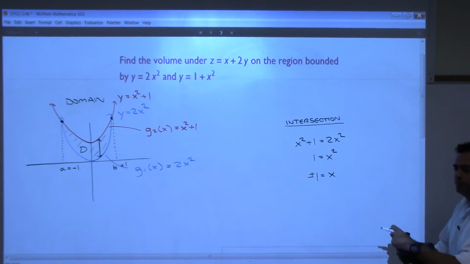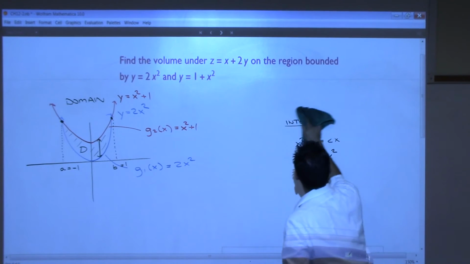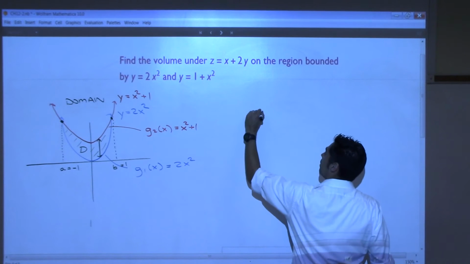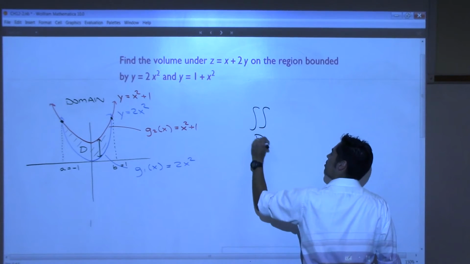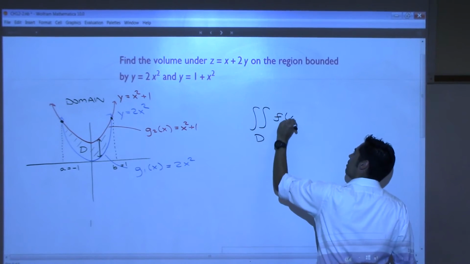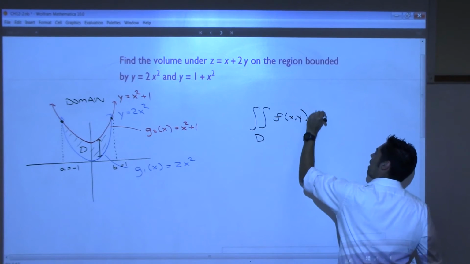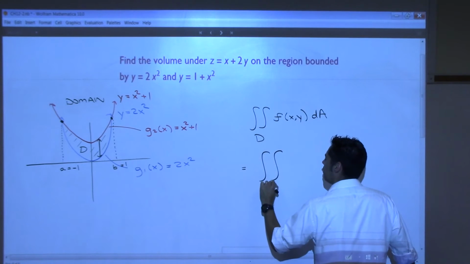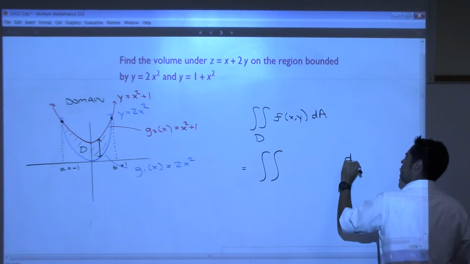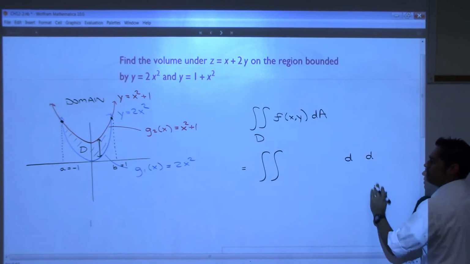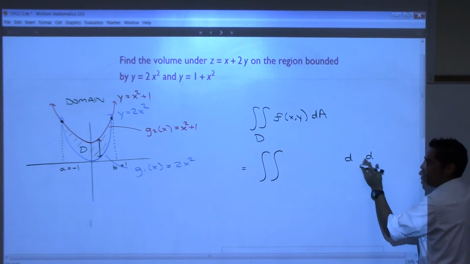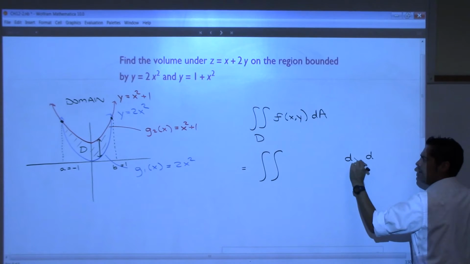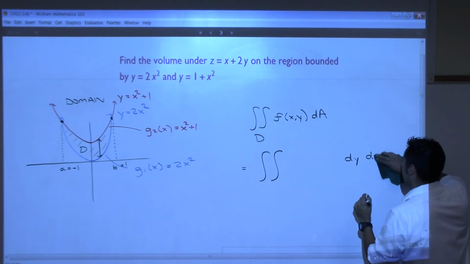All ready? The double integral over the region D of the function of x and y with respect to its area will be equal to the double integral, and d, you tell me here. So dy dx, or dx dy, which? dy dx.